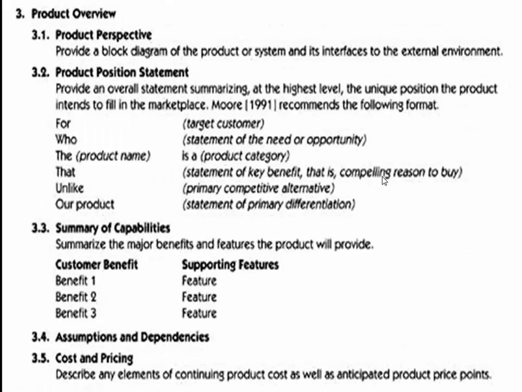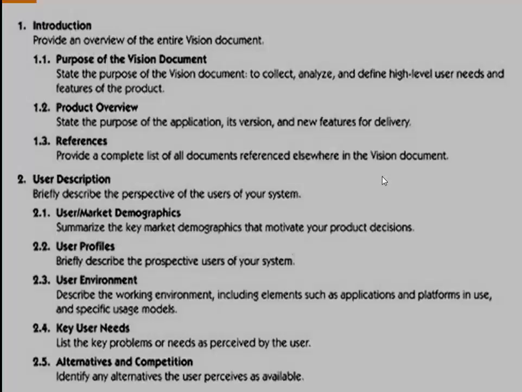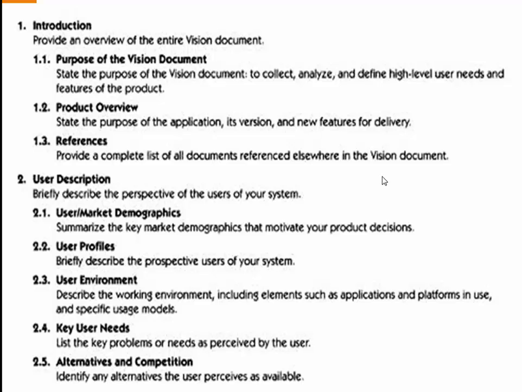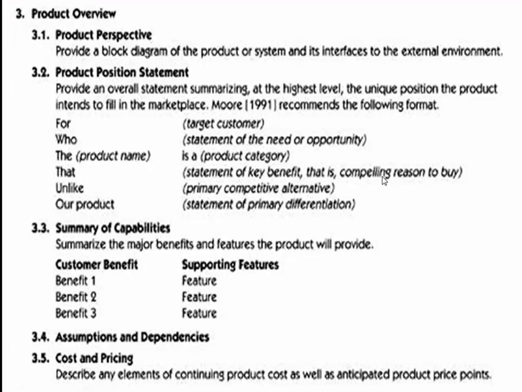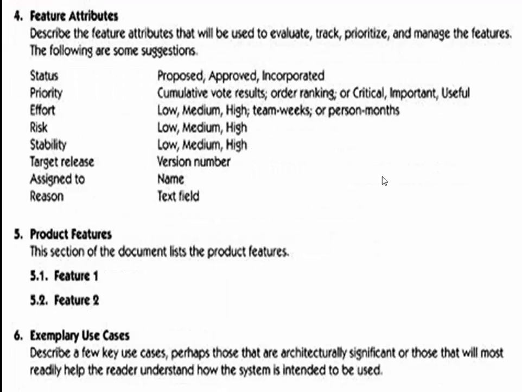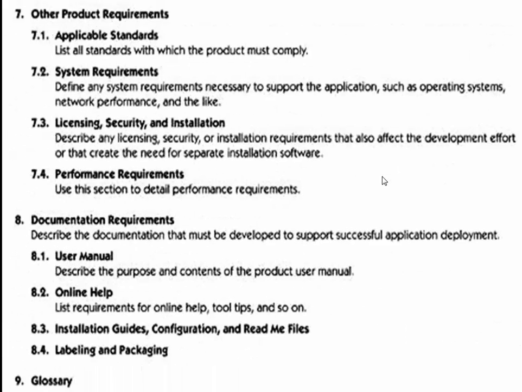So let's summarize the things we saw in the vision document. Section 1 is introduction. Section 2 is about user description. Section 3 is on product overview. Section 4 is feature attributes. Section 5 is on product features. Section 6 is exemplary use cases. Section 7 is other product requirements. Section 8 is documentation requirements, and section 9 is glossary.